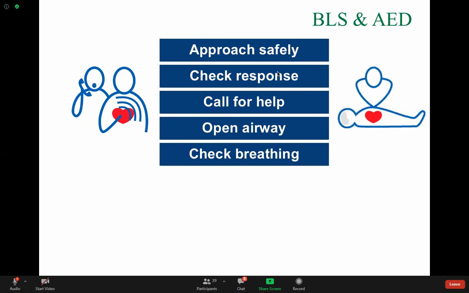So when you're dealing with the victim who is unconscious, you're gonna approach safely, check the response of the patient, call for help, call a code blue if it's in the hospital, call 911 if you're out of the hospital, open the airway, check for breathing.